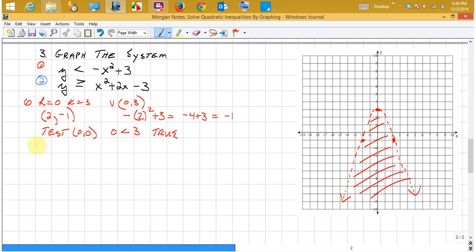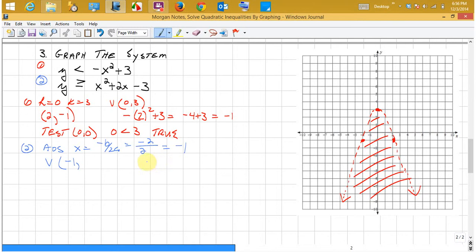Okay, so for number 2, that's in standard form. The axis of symmetry is going to be at x is equal to negative b over 2a, negative 2 over 2, which is negative 1. Okay, so the x-coordinate of my vertex is negative 1.